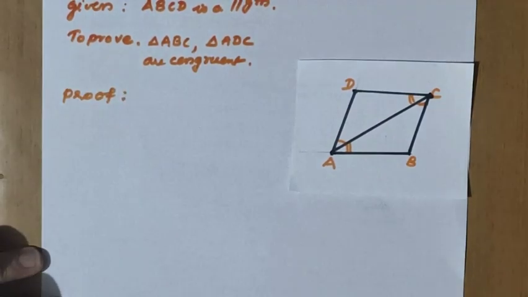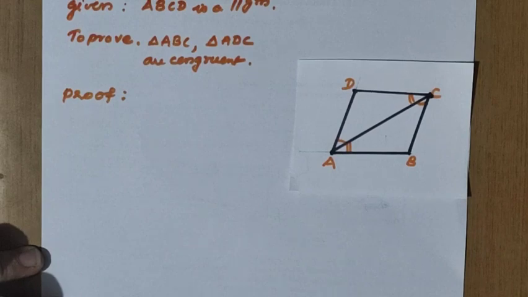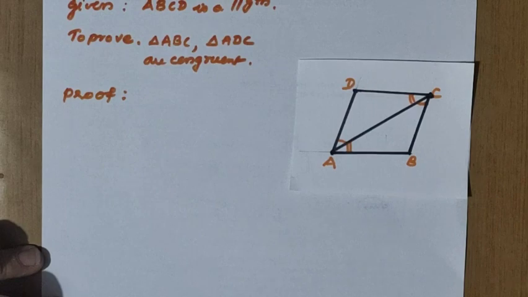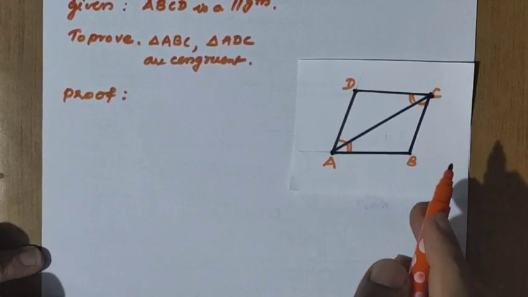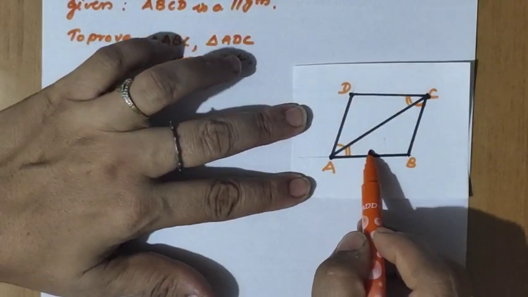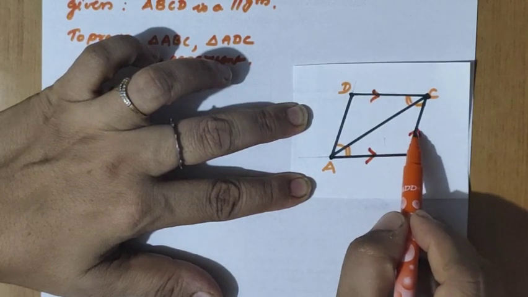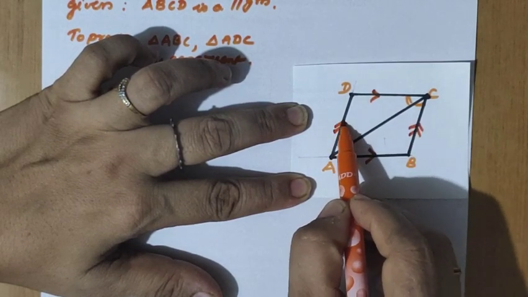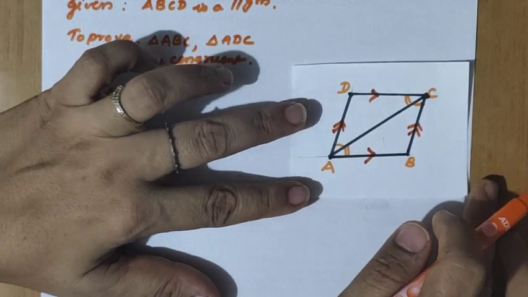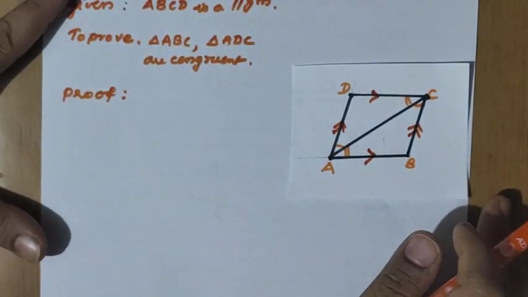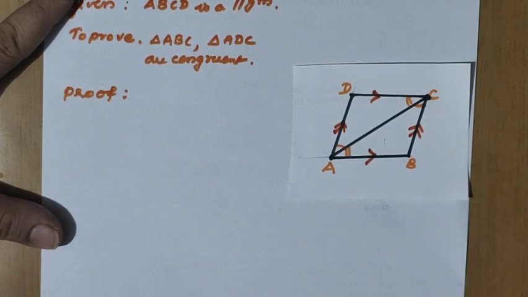So what is the definition of a parallelogram? The definition says that two pairs of opposite sides are parallel. If two pairs of opposite sides are parallel in a quadrilateral, then it is called a parallelogram, right? So we can mark that in the figure. By definition, AB is parallel to DC and similarly BC is parallel to AD. Now we cannot use equal sides directly here because we are proving based on the theorem only.